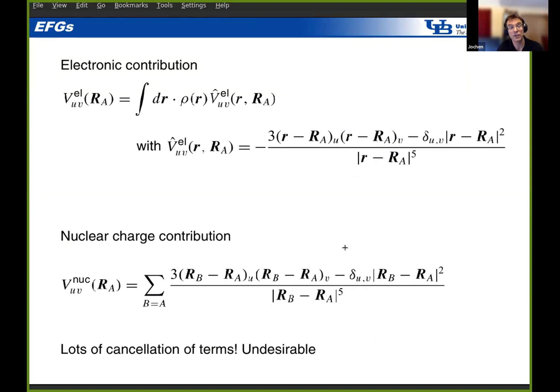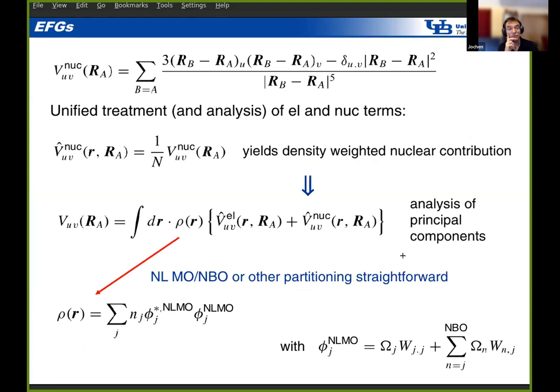I'm writing here the two expressions for the electronic, and there's also a nuclear charge contribution to the field gradient. And so in the implementation in ADF, they're both analyzed together. So what I do here is I write the nuclear contribution basically as an electronic operator and absorb this. So the nuclear contribution gets weighted as well with the electron density, just like the electronic contribution. And then you can straightforwardly partition the electron density, in my case here, in terms of NBOs or NLMOs again. But any other set of localized orbitals will do just fine as well.